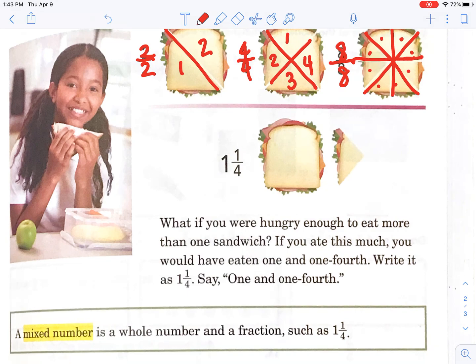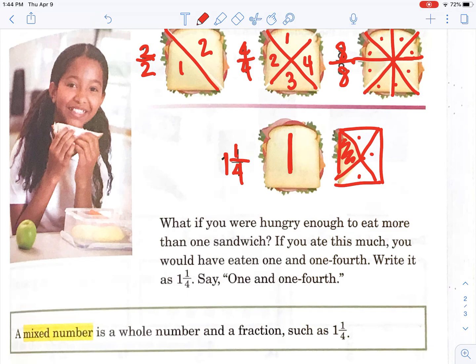Okay, let's look at this one. Kind of reminds me of Joel's sandwich that we were just talking about. Here's one whole, okay, and if you're not quite sure, let's look at what's missing. How many was that out of? 4. 1, 2, 3, 4. And how many do we have still? We have 1 fourth. 1 and 1/4 sandwich.